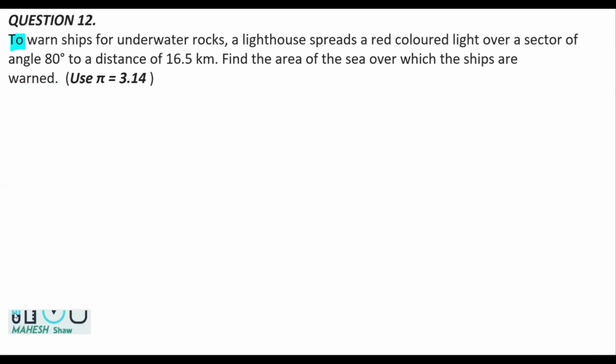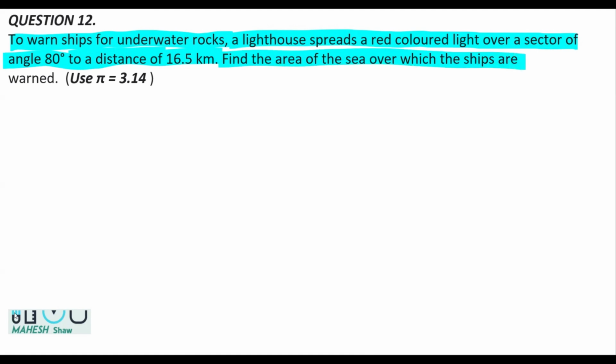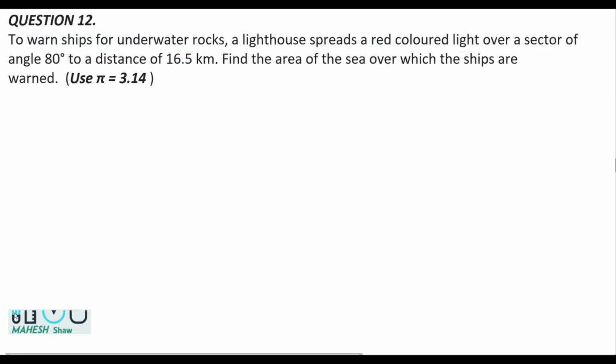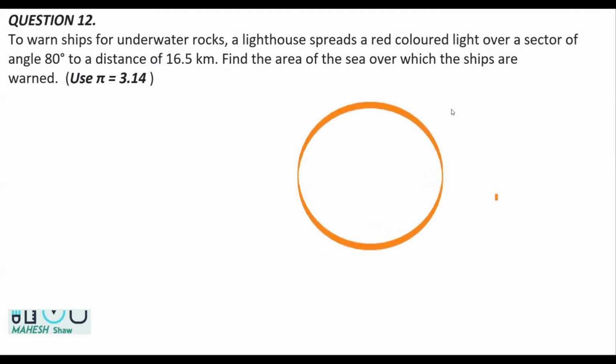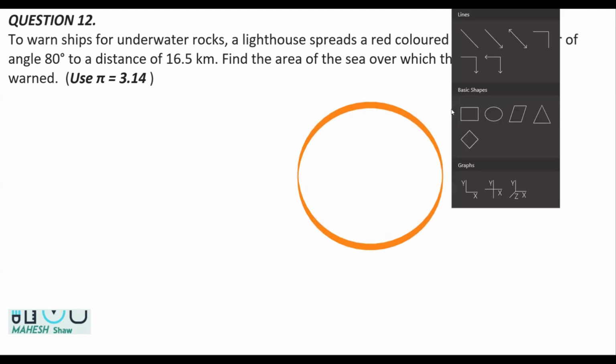In the next question, it says to warn a ship of an underwater rock, a lighthouse spreads a red colored light over a sector of angle 80 degree and to a distance of 16.5 kilometer. We have to find the area of this sea in which the ships are warned, and we have to take pi as 3.14.